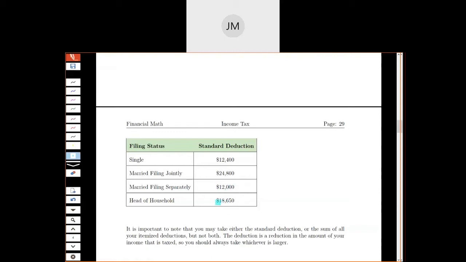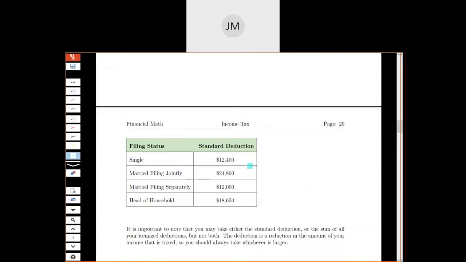Head of household, you kind of get a bump from being single, but it's not quite the same as being two income earners. I think the idea behind it is married, you have two adults with a bunch of dependents. Head of household, you have one adult with a bunch of dependents, right? Single, you don't have any dependents.